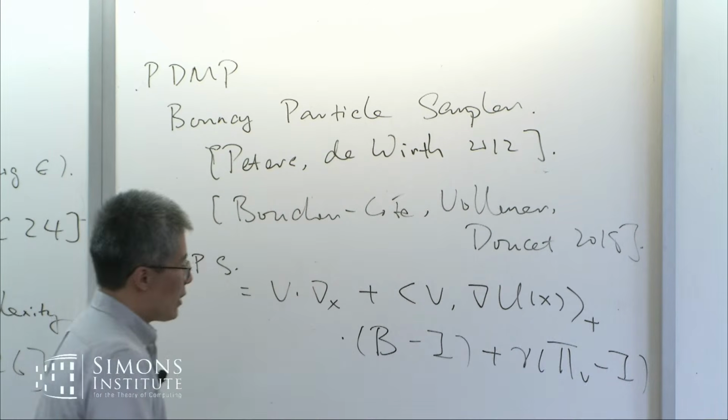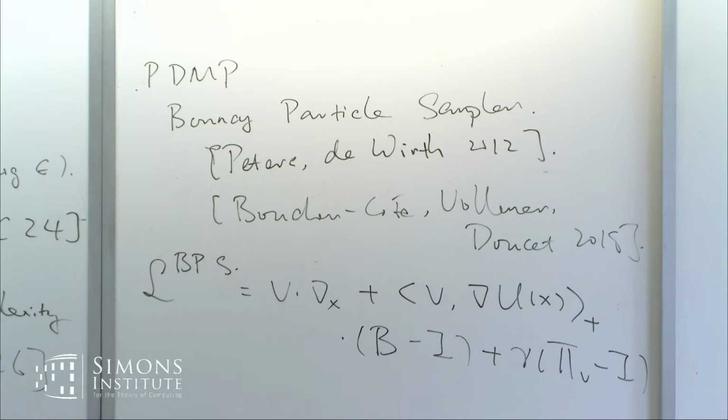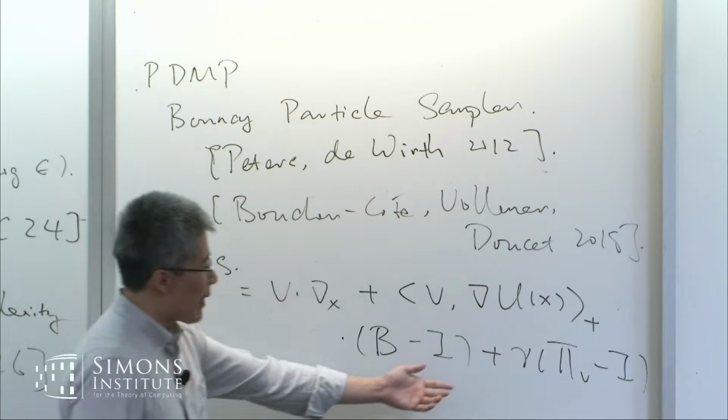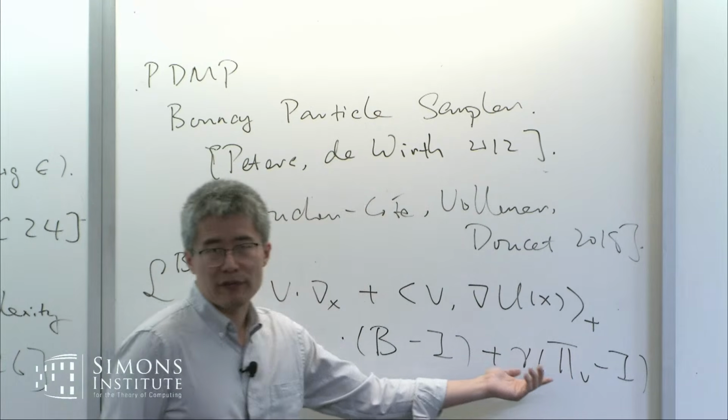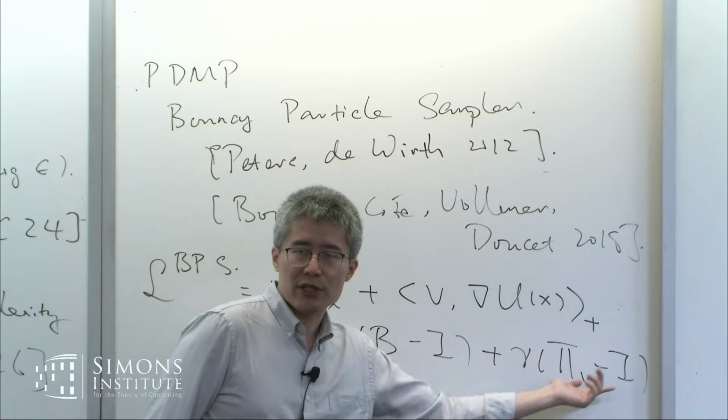Okay. So now this gamma plays the same role as this gamma in the underdamped Langevin, so this is like a friction parameter. And this part of the generator just means that I redraw the velocity. Okay, so I redraw the velocity from a Gaussian. So this is what this operator means.